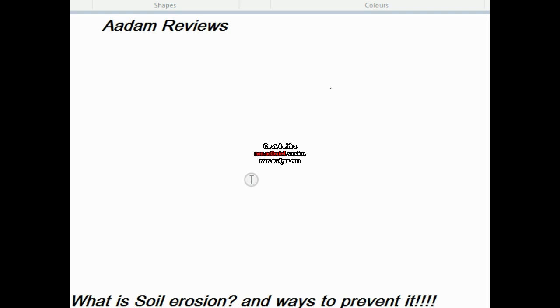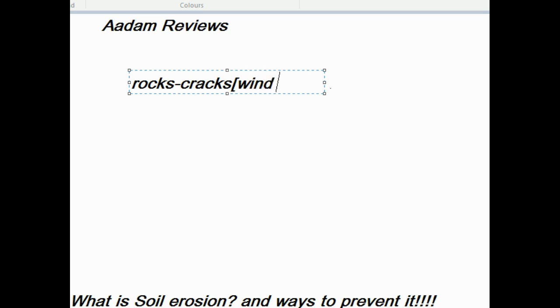How is soil formed? Soil is formed by rocks. First, there are rocks. Then the rocks get cracks. These cracks happen due to the wind and water.